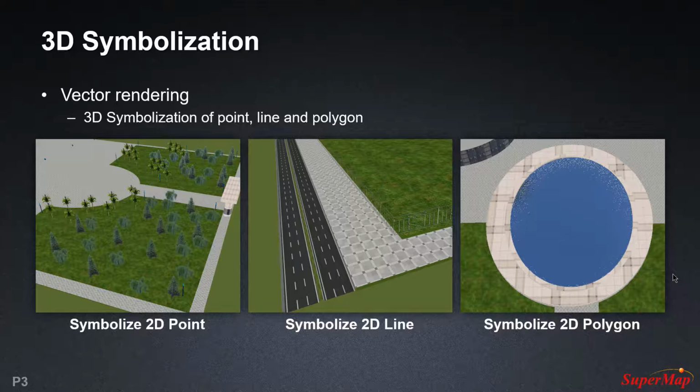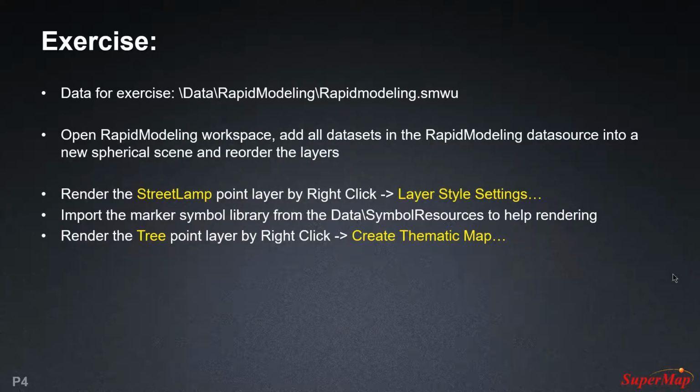So what SuperMap iDesktop allows us to do with 3D symbolization is that we can use vector rendering. Now what that does is that it takes 2D points, lines, and polygons, and it symbolizes them in a 3D space. So we're going to see how that is done by means of an exercise.